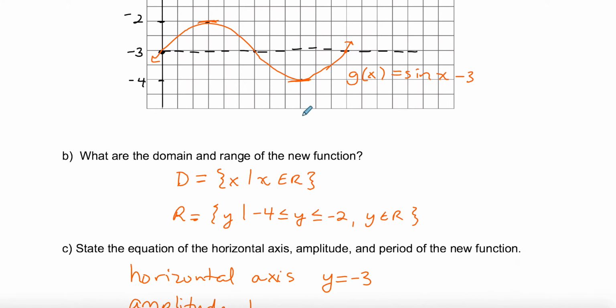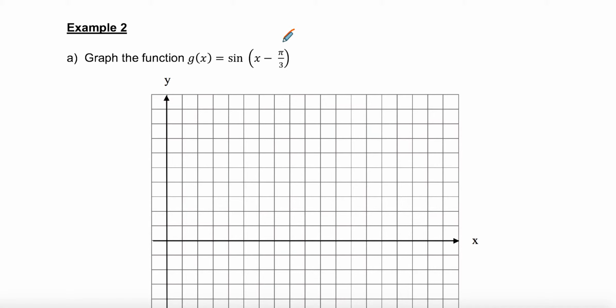Example 2. Maybe this looks a little different. You might have pi over 3. You might see this in radians. You might also see this in different textbooks. This might just be written as 60 degrees, pi over 3. And refer to your unit circle because that always helps with work like this.